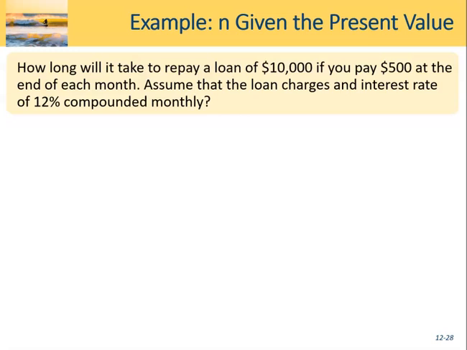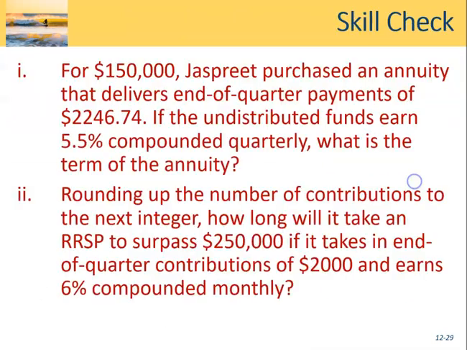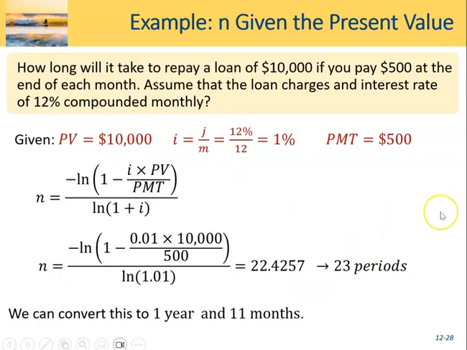So if you're given the present value, what is N going to be? Again, for this one here, they're not giving us the information for the calculator, but they're giving us all of the variables that we need. How long will it take to repay a loan of 10,000? That's our present value. We're borrowing 10,000. If you pay 500 at the end of each month, it's being compounded monthly, and we're being charged a 12% interest rate.